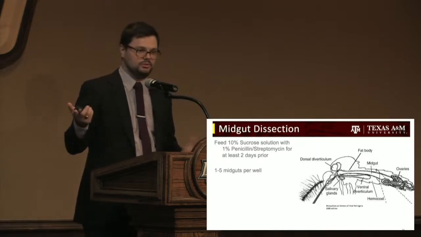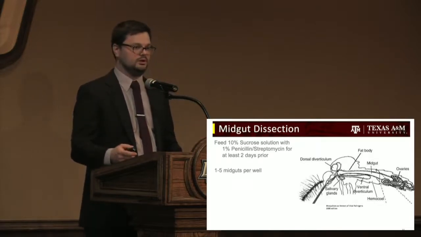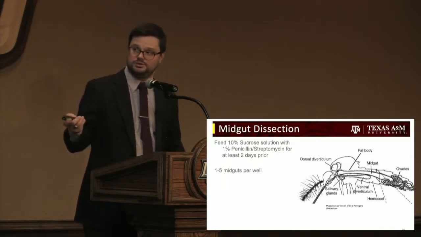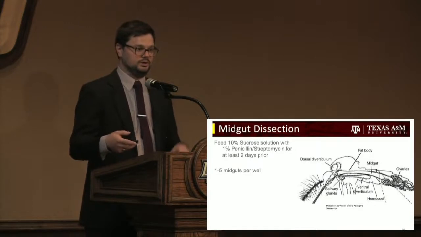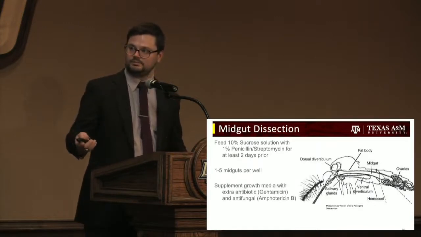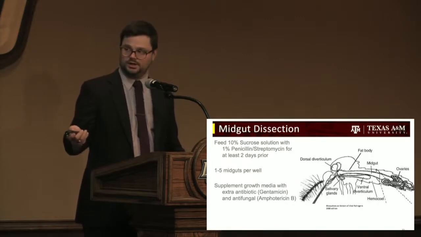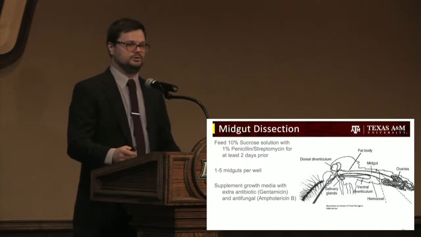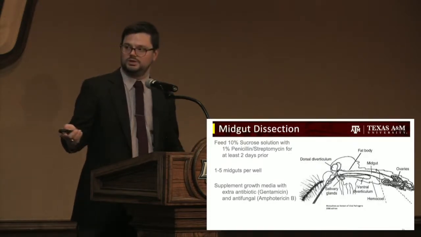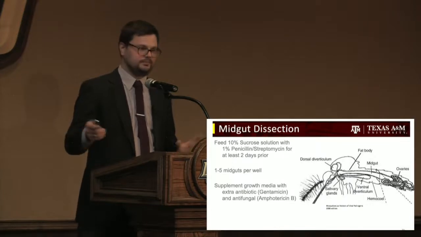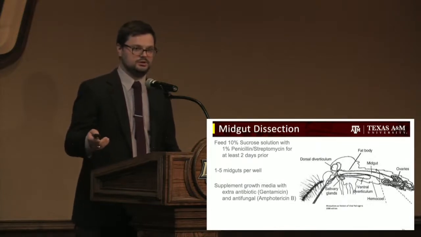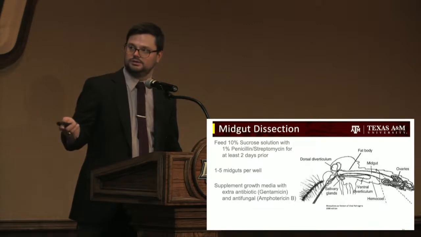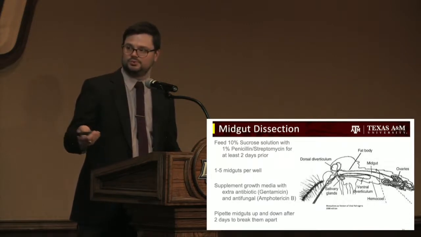And we can drop 1 to 5 midguts in a well, and that'll be enough cells to pretty much cover the well. Since we don't have to do as many of these, this is much more high throughput. It's just a lot easier. We discovered that we still have to add some extra antibiotic and extra antifungal to the wells that we wouldn't do with normal cell culture. So we're still adding a little bit, but it's not nearly as complicated as doing the larva was. So this is what we're going with most recently.